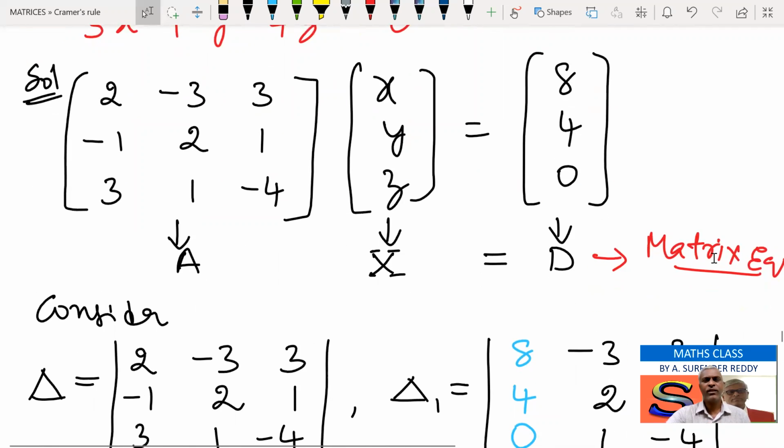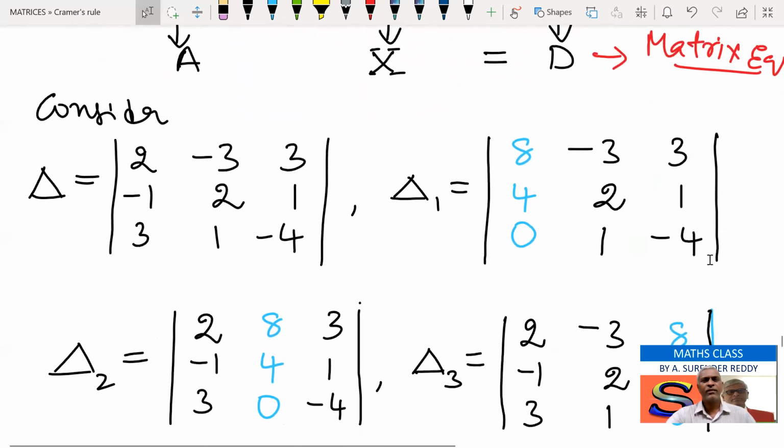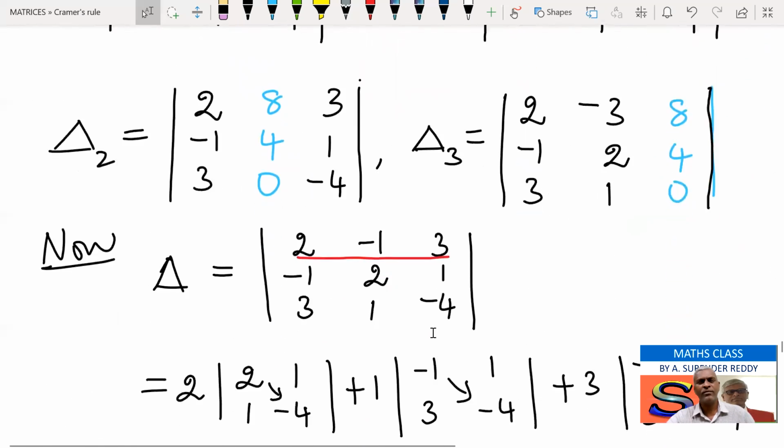So Ax is equal to D, the matrix equation. After writing the matrix equation, consider the four determinants. The first one is the determinant of A, delta. The second one is replacing the first column with D, delta 1. Replacing the second column with D is delta 2. Replacing the third column with D is delta 3. After writing these four determinants, then calculate them.